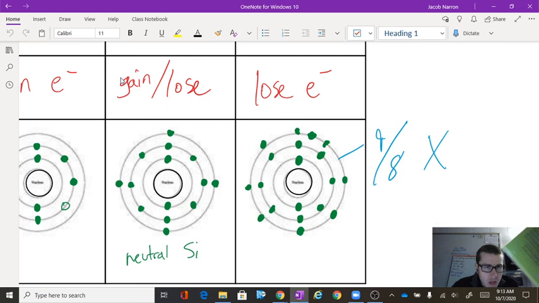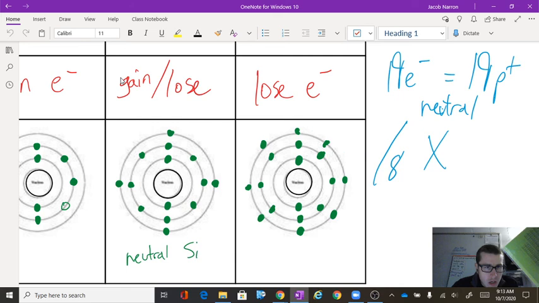It would have 19 electrons, which is equal to 19 protons, and so we'd say, oh, that's neutral. But if I lose 1 electron, that does make it so I have 8 out of 8. See, look, I'll remove that 1 right there. Now, all of a sudden, I have 8 out of 8, and we're good.